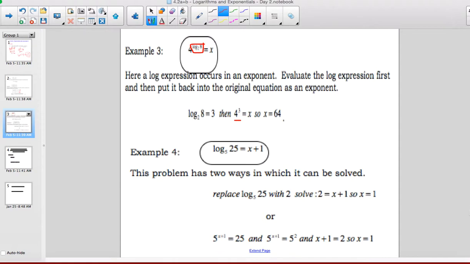And then another type of problem, which we'll see, is log in base 5 of 25 is equal to x plus 1. So not just one number.